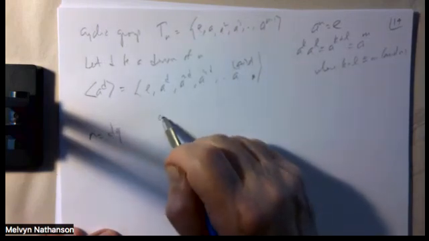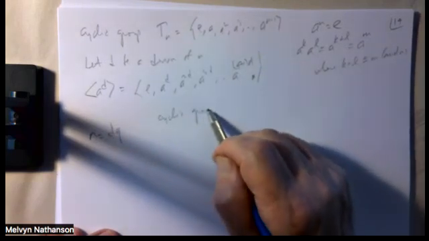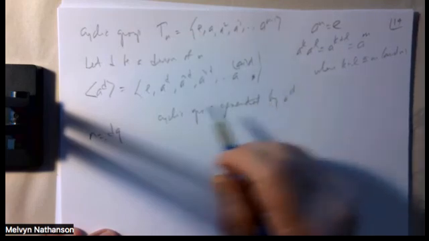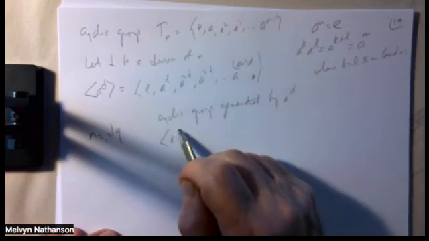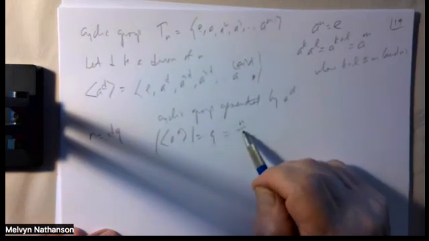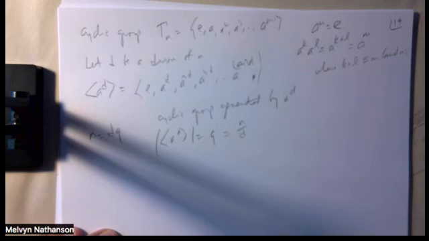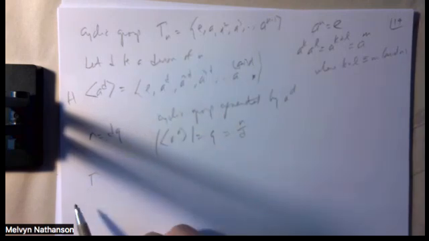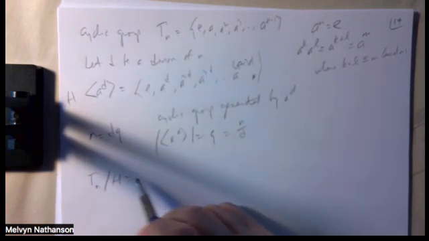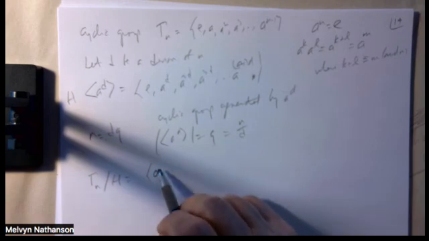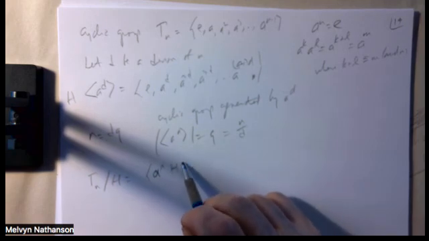So this is the cyclic subgroup generated by A to the D. And this cyclic subgroup, the order is Q, which is N over D. So let's call that H. Everything is abelian, so this is a normal subgroup. So gamma N mod H is all the left cosets, A to the I times H.